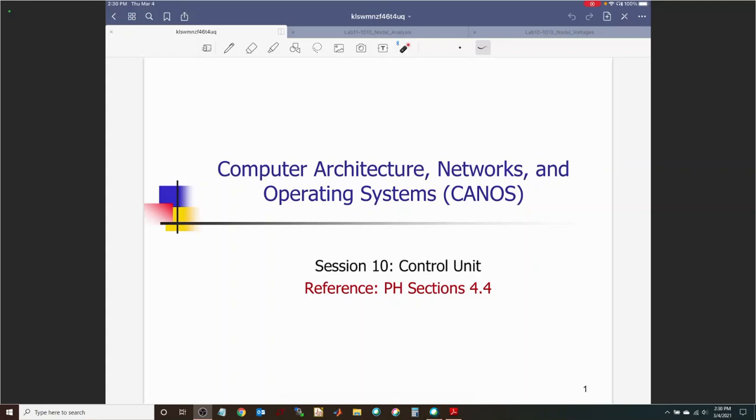Okay, so today we are going to be talking about the control unit specifically.